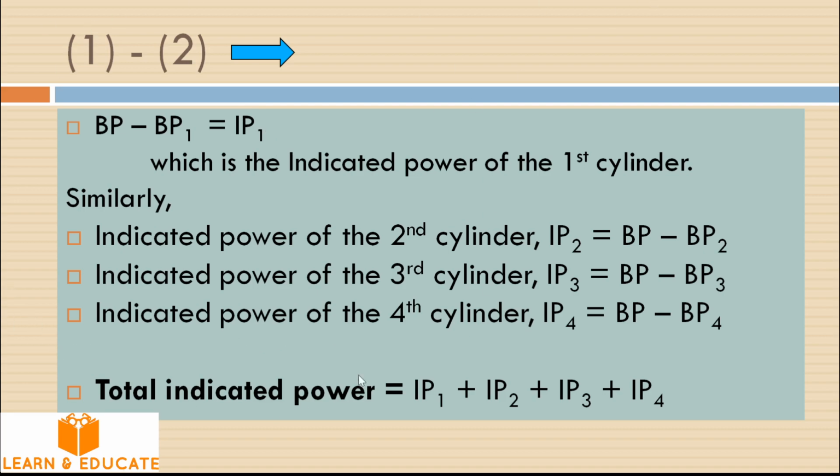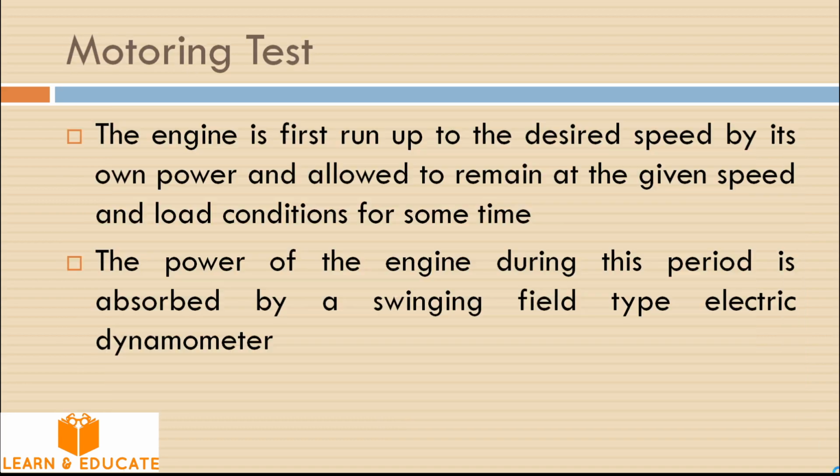Similarly, you can get the indicated power developed in all the other cylinders. Not the first engine, that is the first cylinder, sorry. IP1 is the indicated power of the first cylinder. Similarly, IP2, IP3, IP4 are the indicated powers of the second, third, and fourth cylinders. Total indicated power is the sum of IP1, 2, 3, 4. So that is the Morse test.